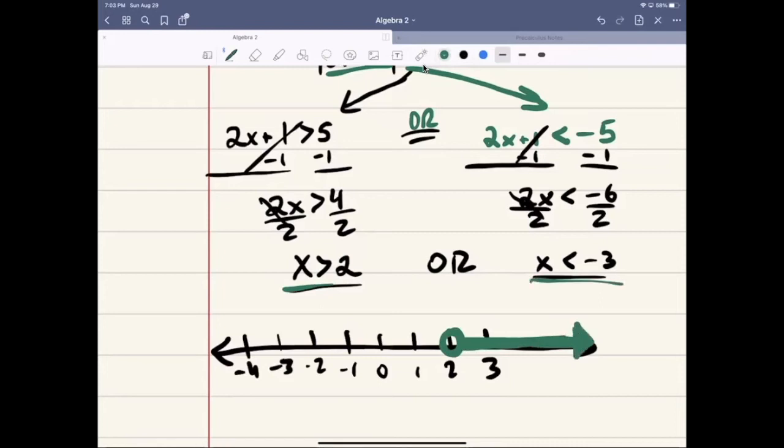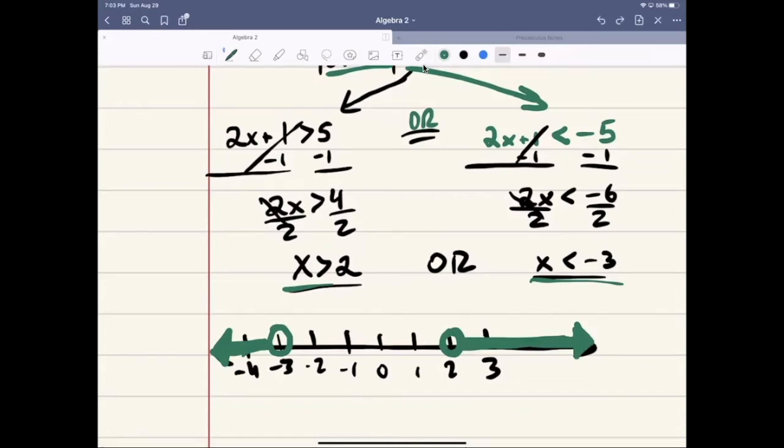Or x is less than -3. We're going to find -3. You're going to put an open circle, and you're going to go to the left because those numbers are less than -3. Remember, whenever you get or, your answer should go in opposite directions: one to the left, one to the right.